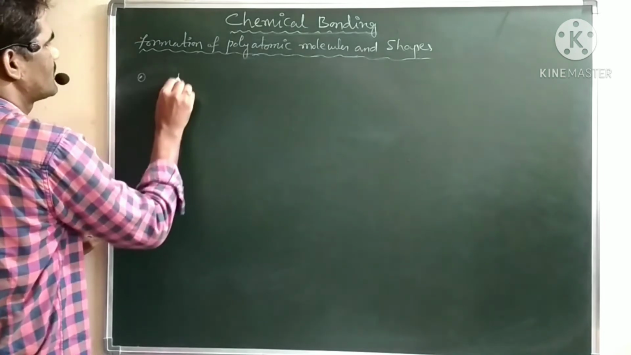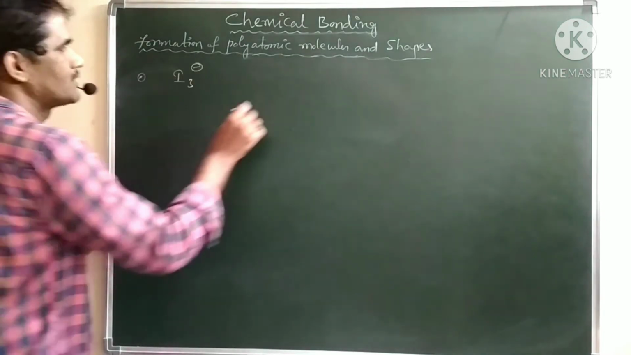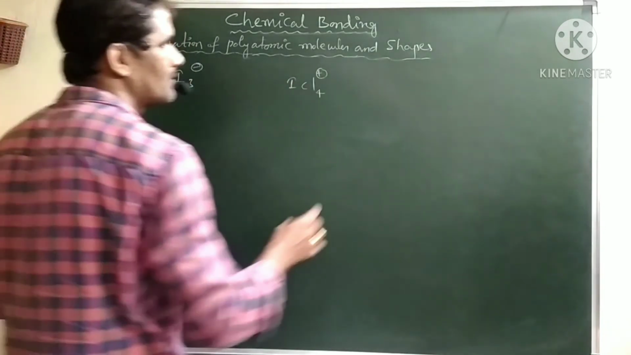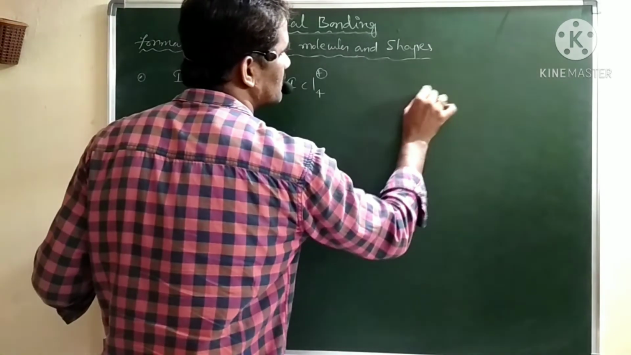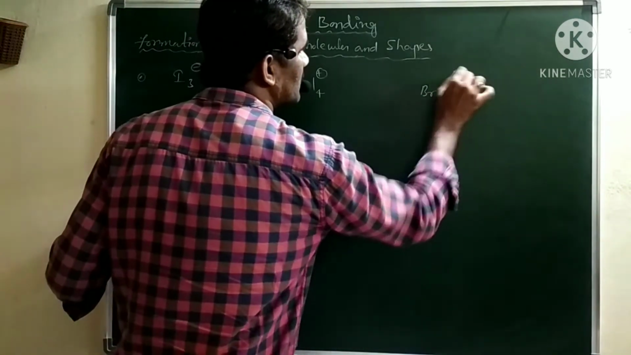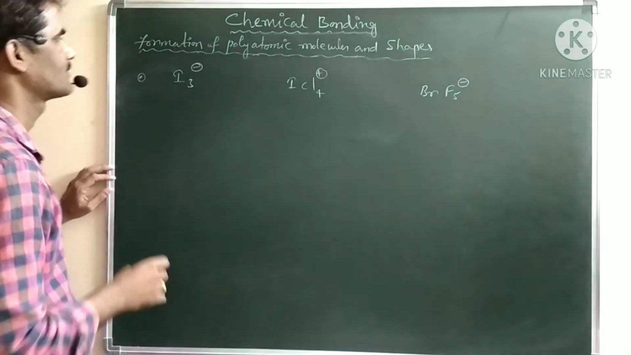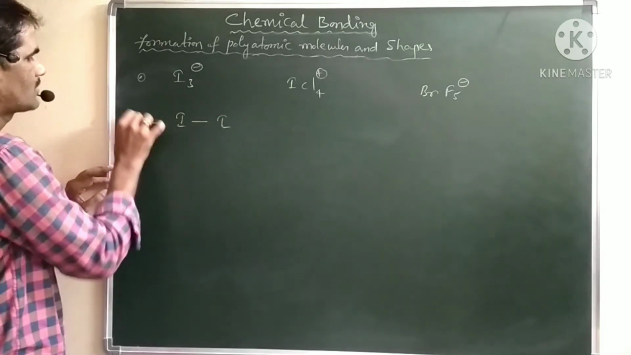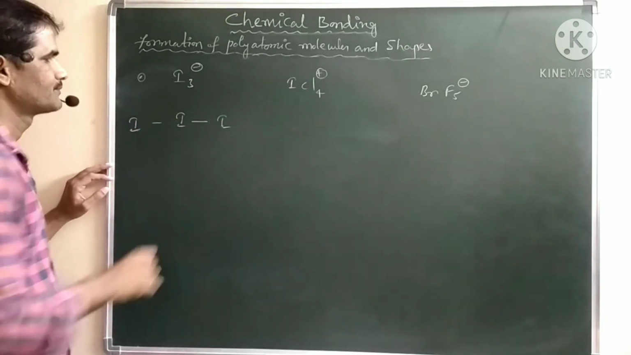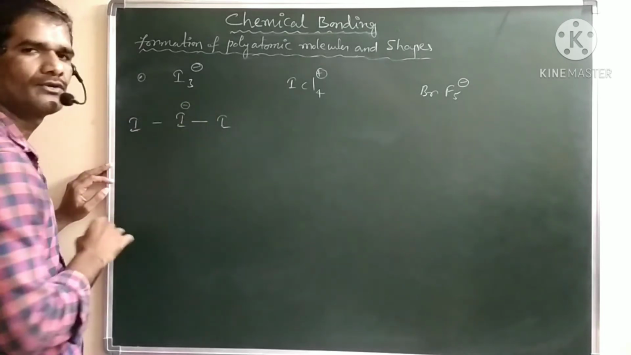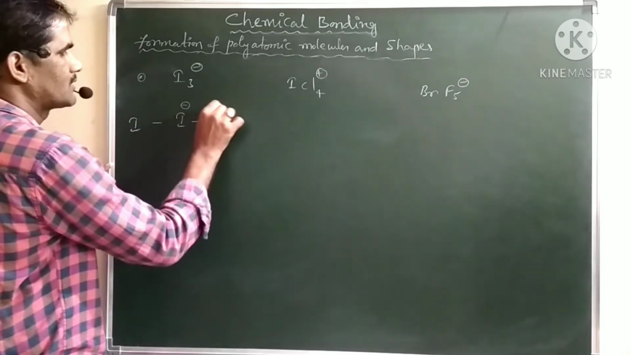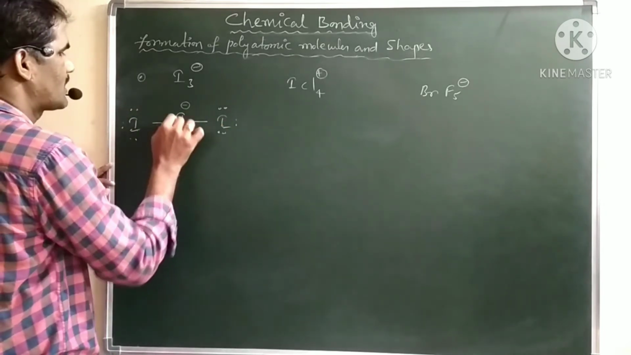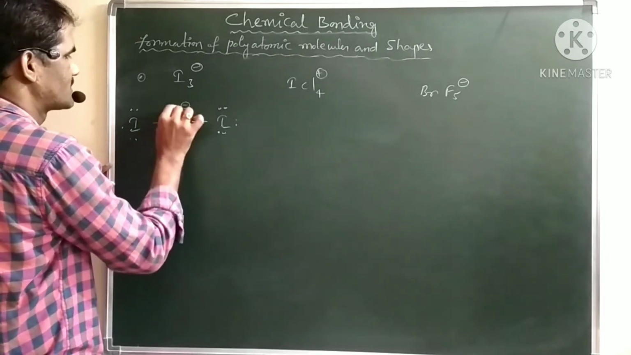And apart from this, we have I3 minus, IClO4 plus, BrF5 minus. If you see here, I3 minus, iodine is the central atom, one of the iodines, and the remaining 2 iodines are terminal iodines. Now the central atom will carry the negative charge according to the formal charge, and these iodines carry 3 lone pairs. The central atom also carries 3 lone pairs.